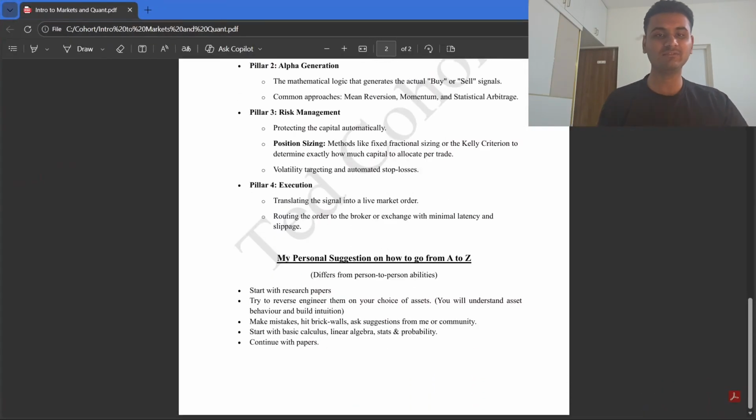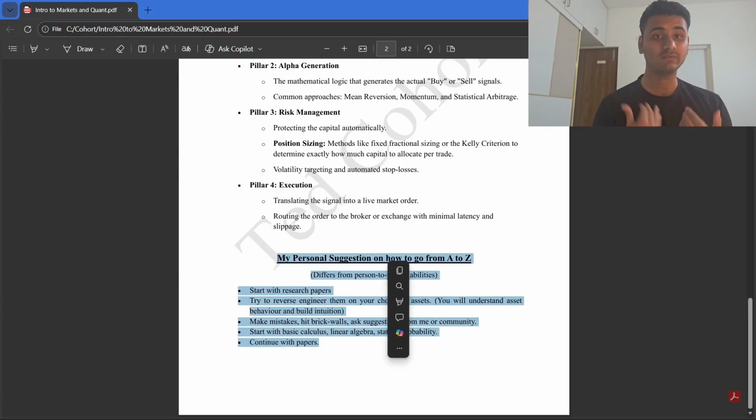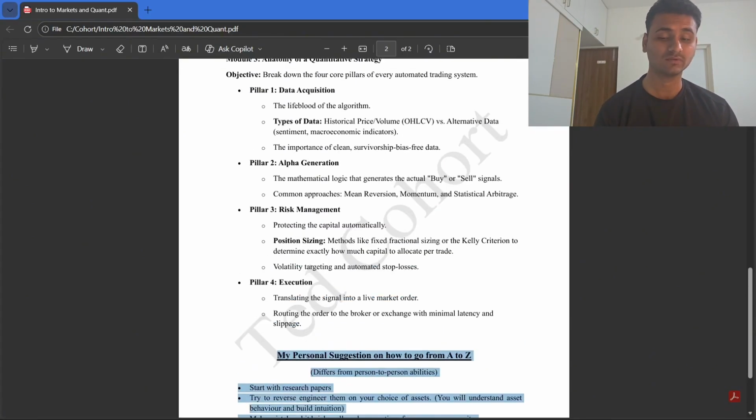So, ending with my personal suggestion on how to go from A to Z in quant. Keep in mind, I'm saying this as how I would start or how I would do it over again. But each person has their own existing skills and capabilities. So if you already know things, you might skip them. I know a few of them, but yeah.